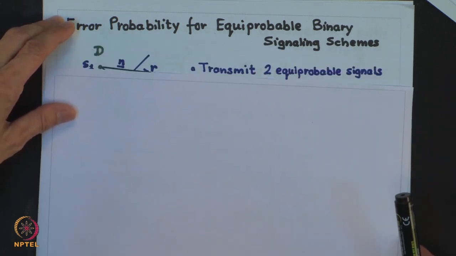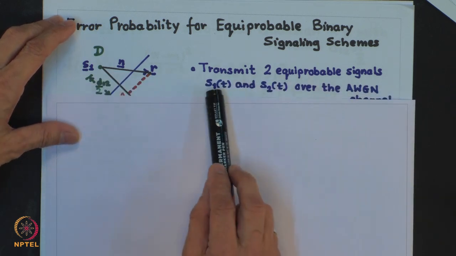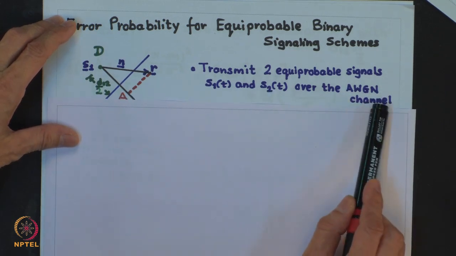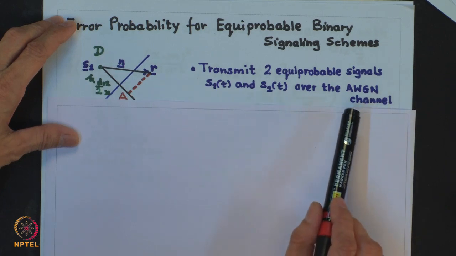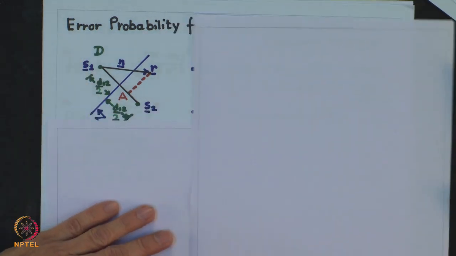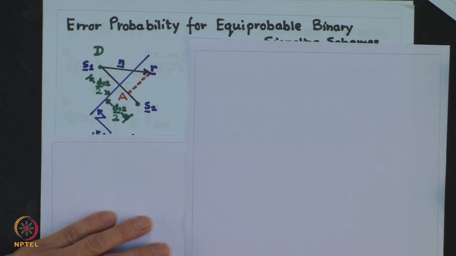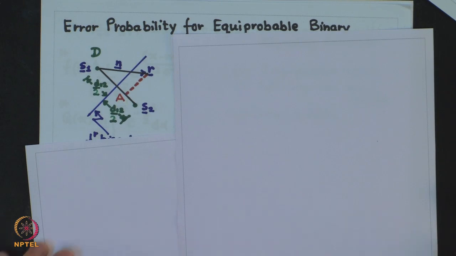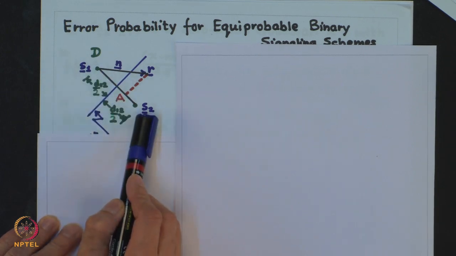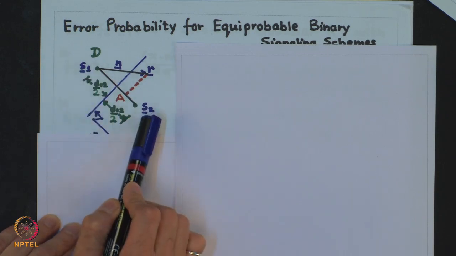Let us say that the transmitter transmits two equiprobable signals S1(t) and S2(t) over the additive white Gaussian noise channel. Now, let me denote those two points in the signal space diagram as shown here. This is S1 and S2. So, these are the two vectors corresponding to the two signals S1(t) and S2(t).